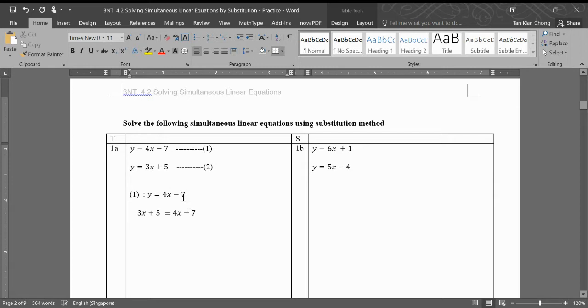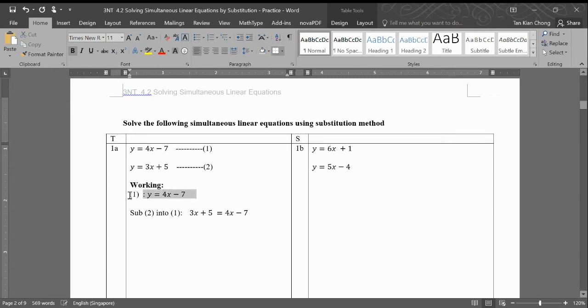Okay, so you see I have successfully substituted equation 2 into equation 1. This step is called substitute 2 into 1. I started with equation 1. Maybe I should just write down my working. So this is my working.